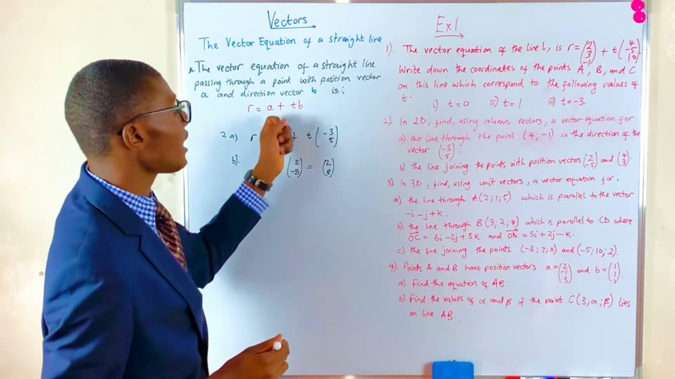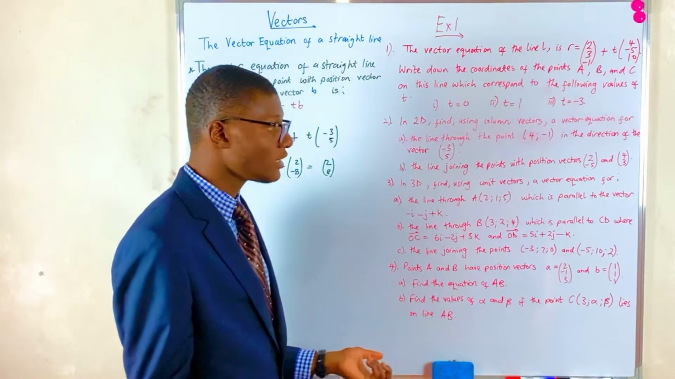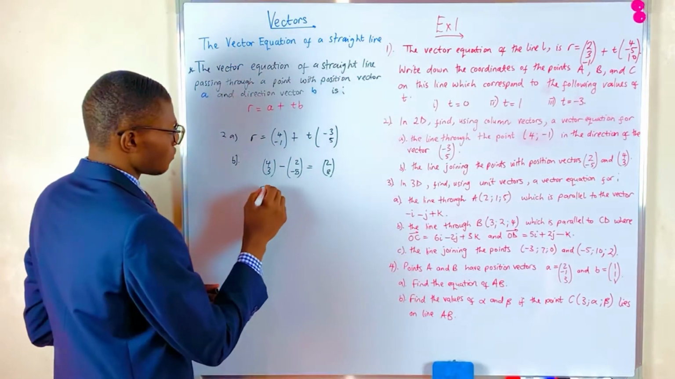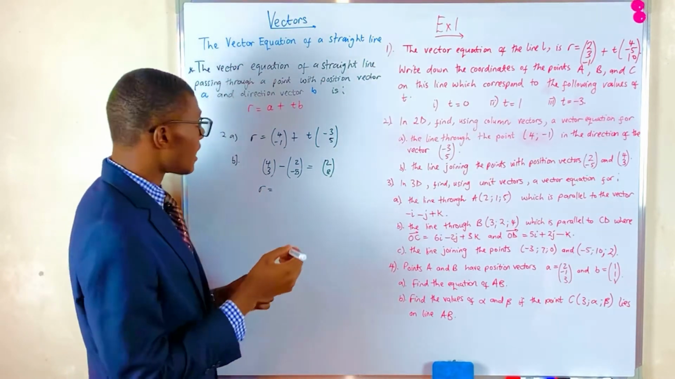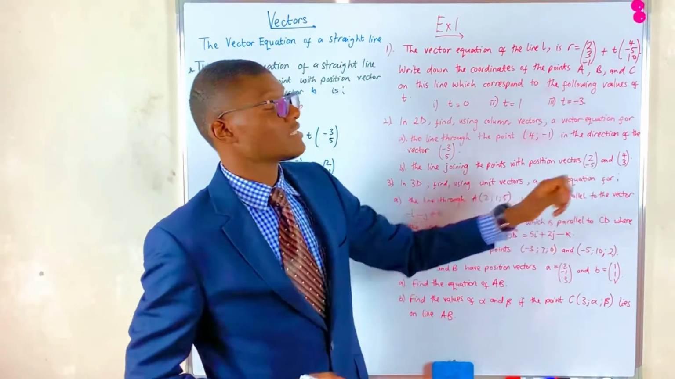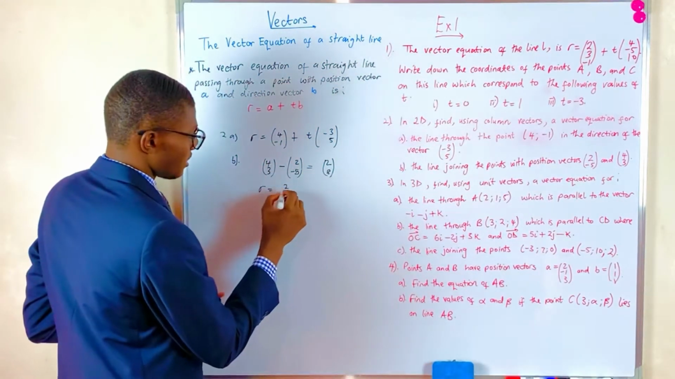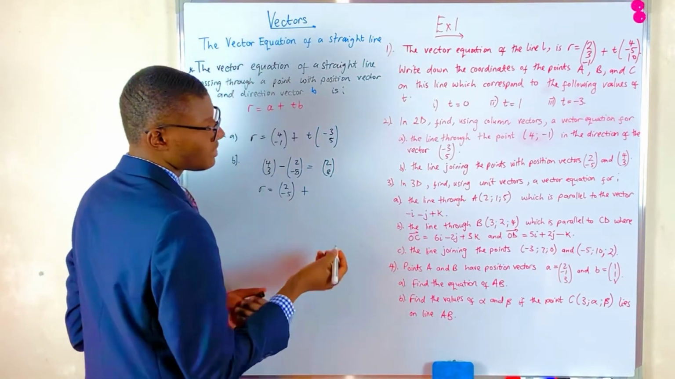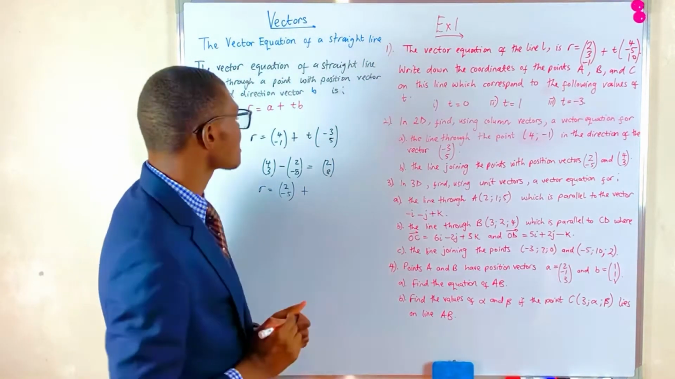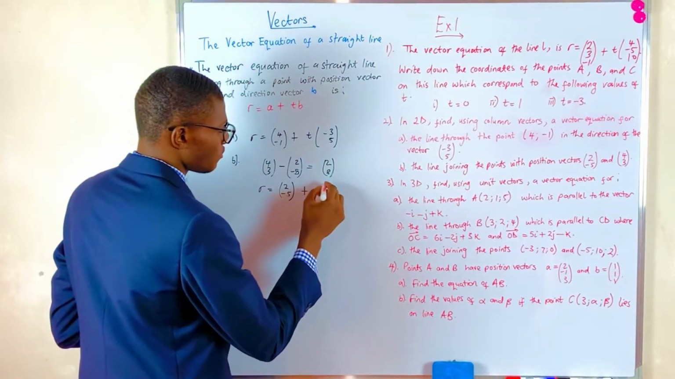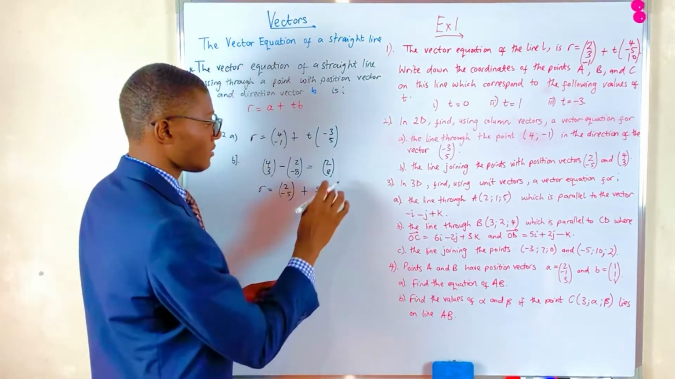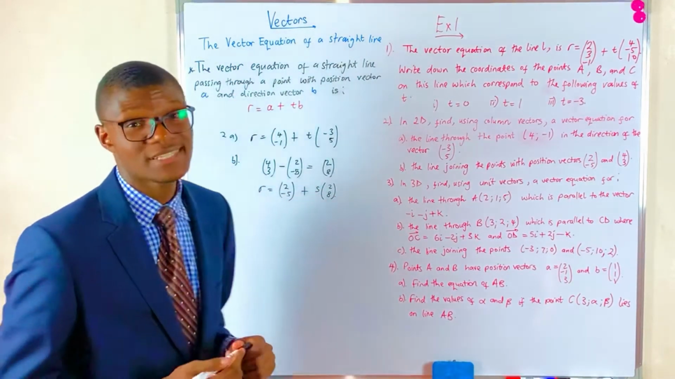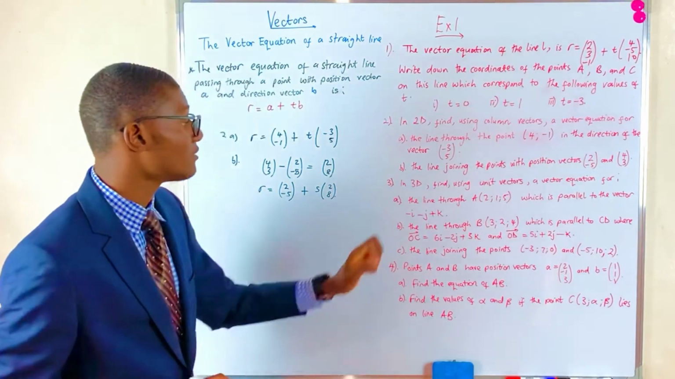And then our vector a is the position vector of any point. So we can either use this or that, depending on what we want. So the vector equation will now be r equals, in this case, if I decide to use (2, -5), (2, -5) plus, we can pick t, or we can pick another scalar. Let's say we decide to use s, then the direction vector (2, 8). So this will be the vector equation for part 2B.